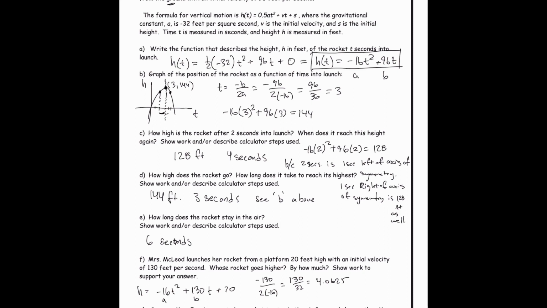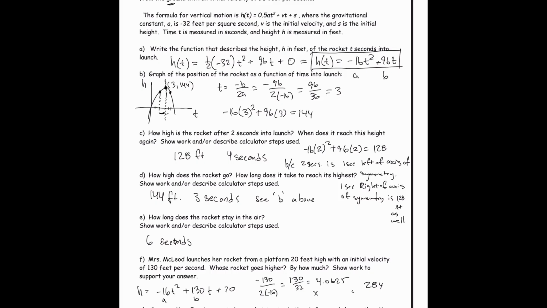So if we plug that into the function, we know that that's the max. So let's see, negative 16 times 4.0625 squared, plus 130 times 4.0625, plus 20. 284. Hers went higher.